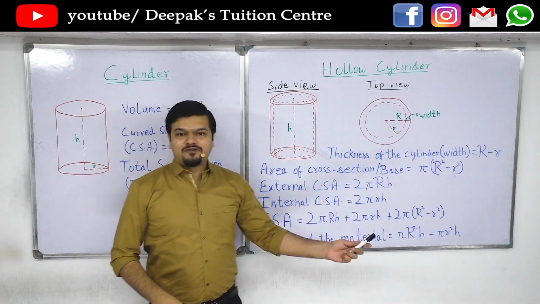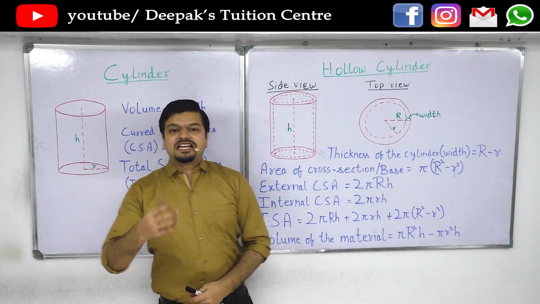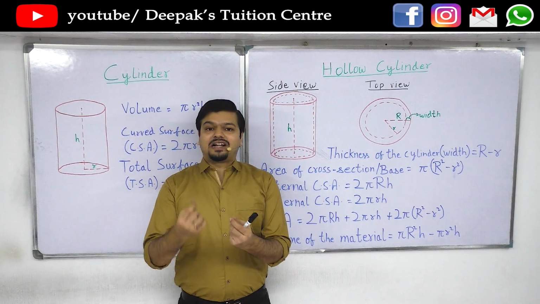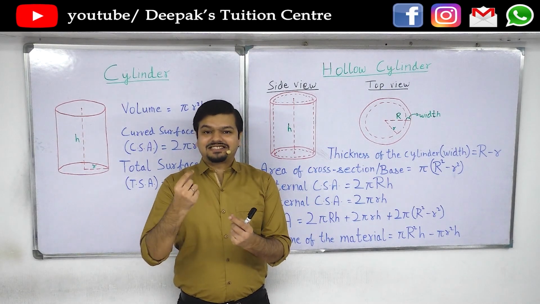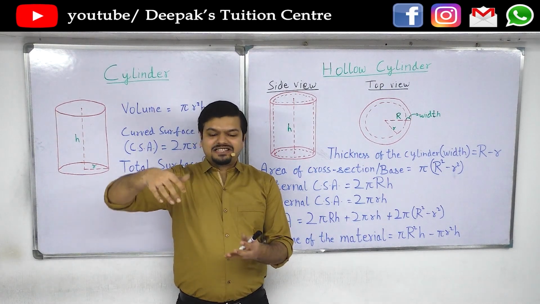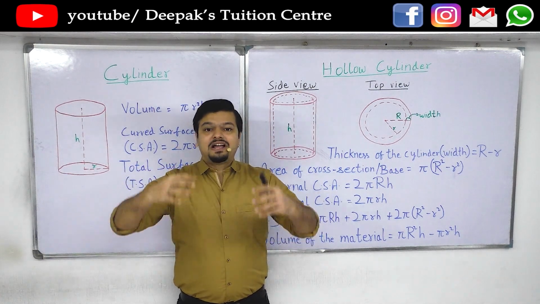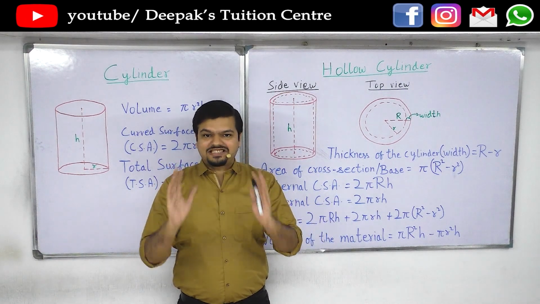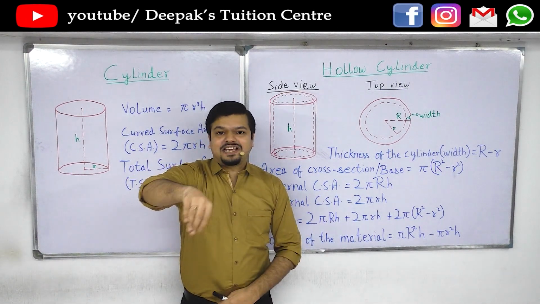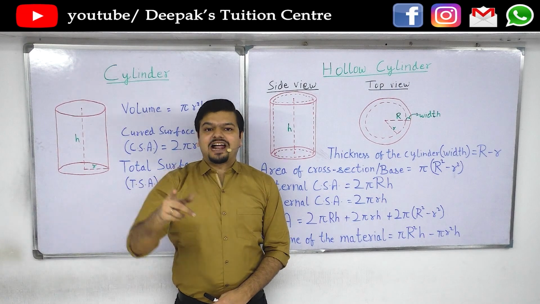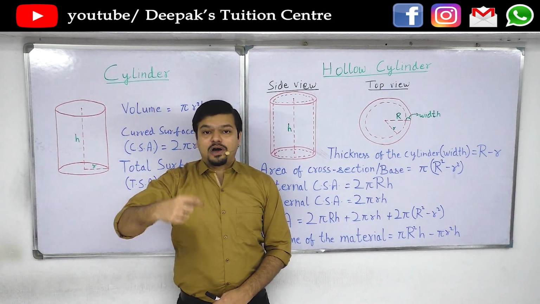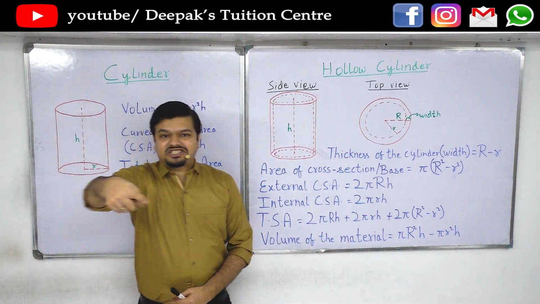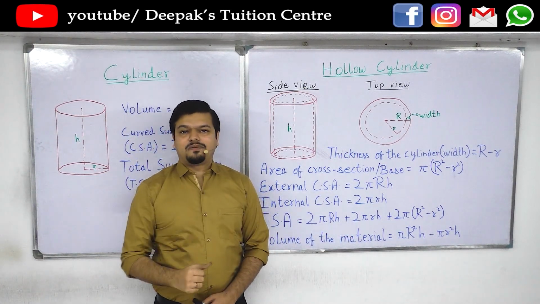To calculate the volume of material, if the hollow cylinder is made up of wood or iron or whatever material, I want to calculate how much the material takes. That means the volume occupied by the cylinder externally, that is what we see outside, and the empty space inside the cylinder. If you subtract these two, you get the volume occupied by the material. So, volume of the material is external volume minus internal volume.